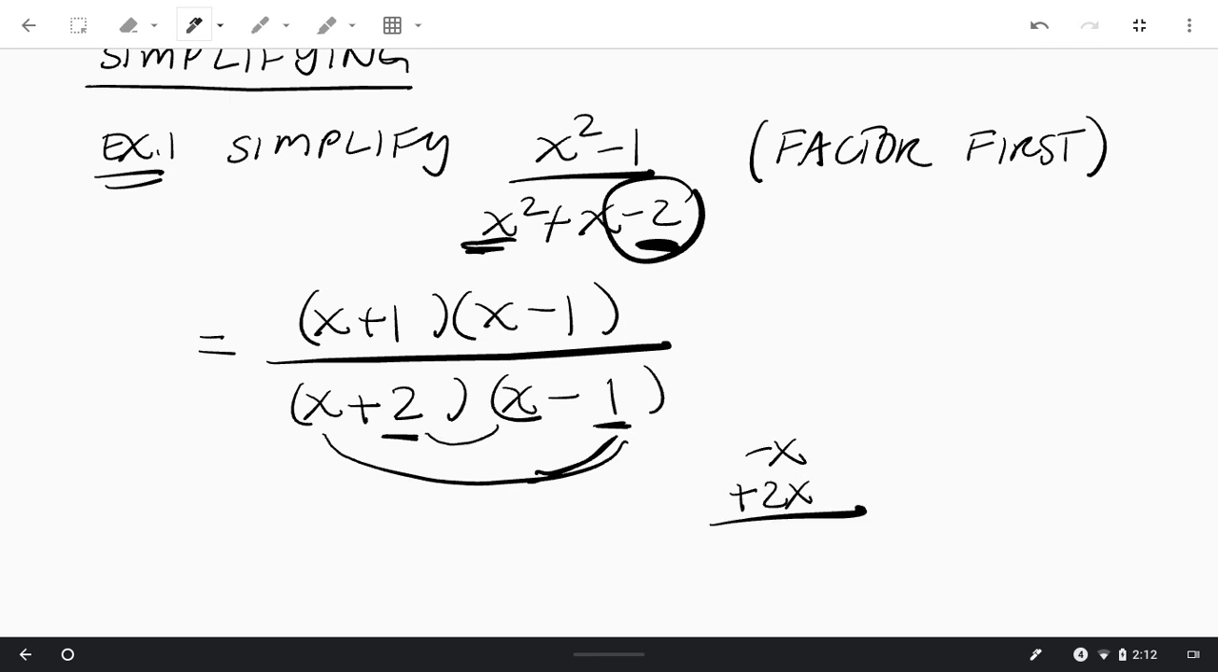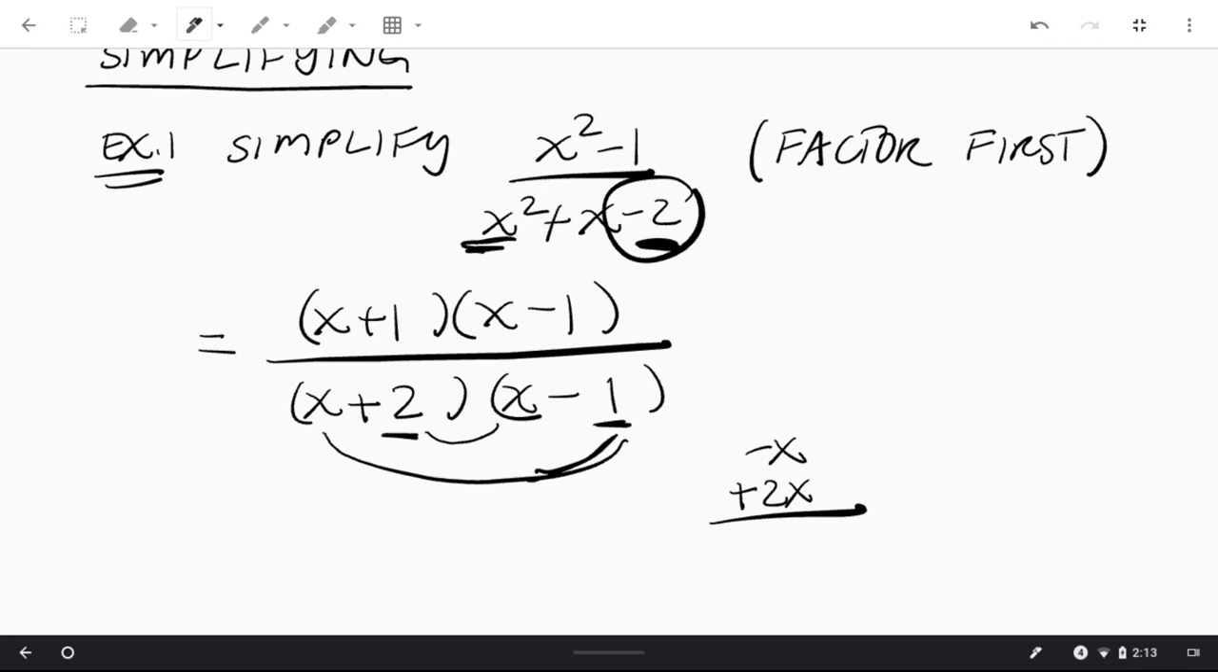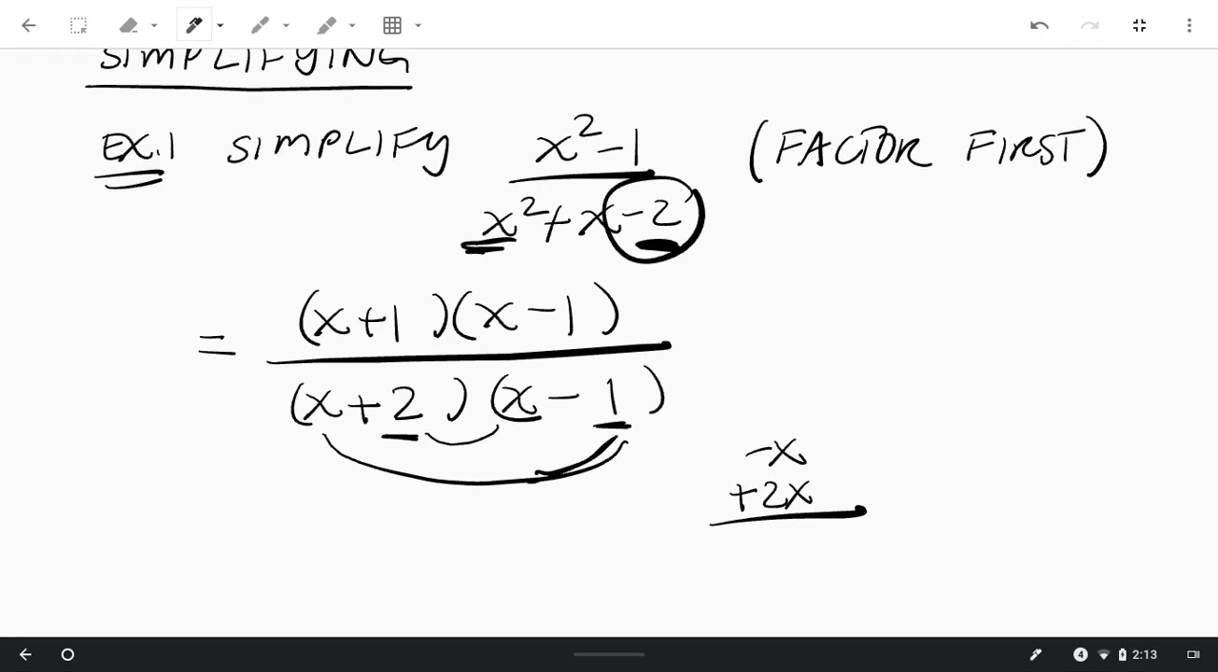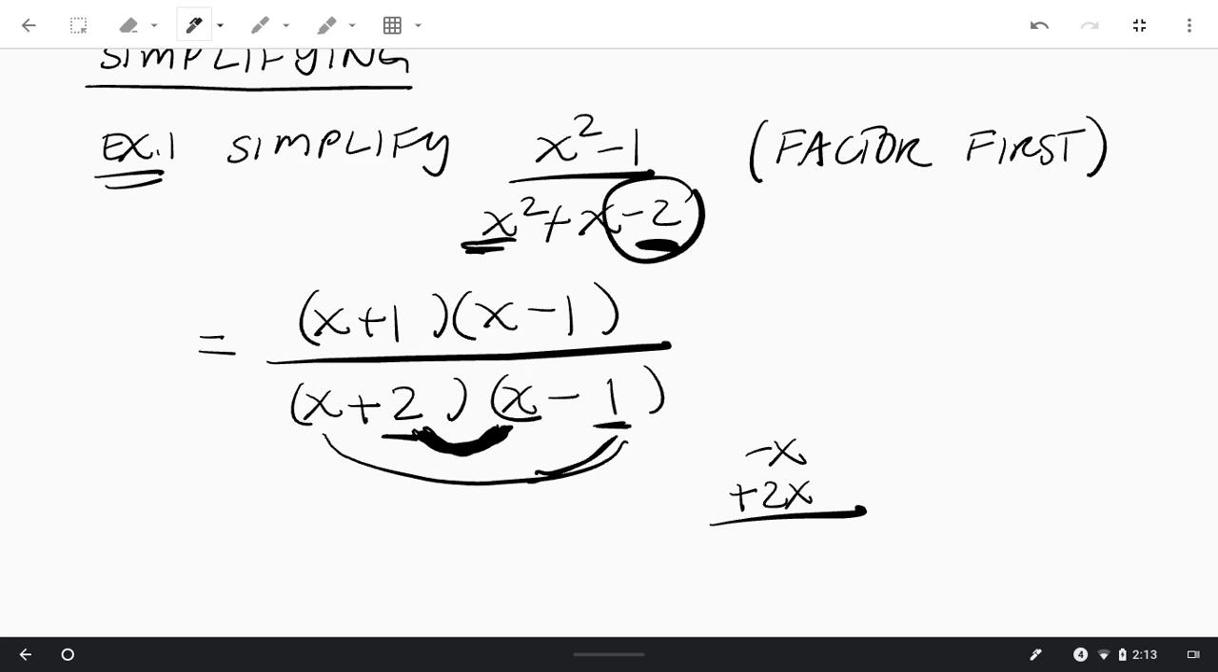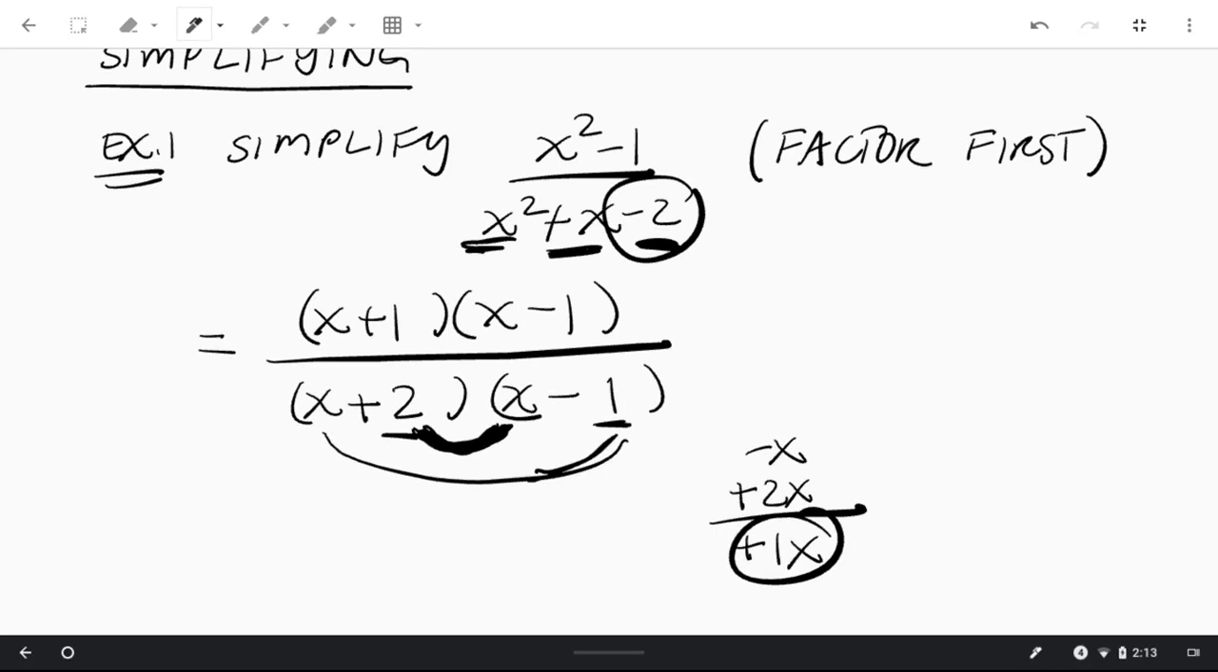And then, so we got that +2x from right here, multiplying these two inner ones. Okay, so combining these, -1x and +2x will give me +1x, which is exactly what we need because that matches with this. Okay, so you need to make sure that you factor correctly.